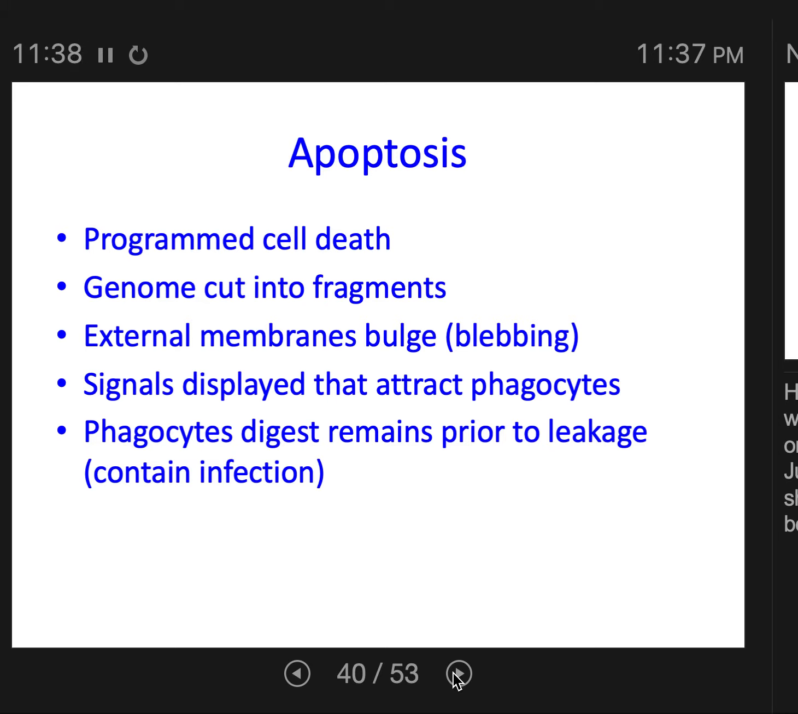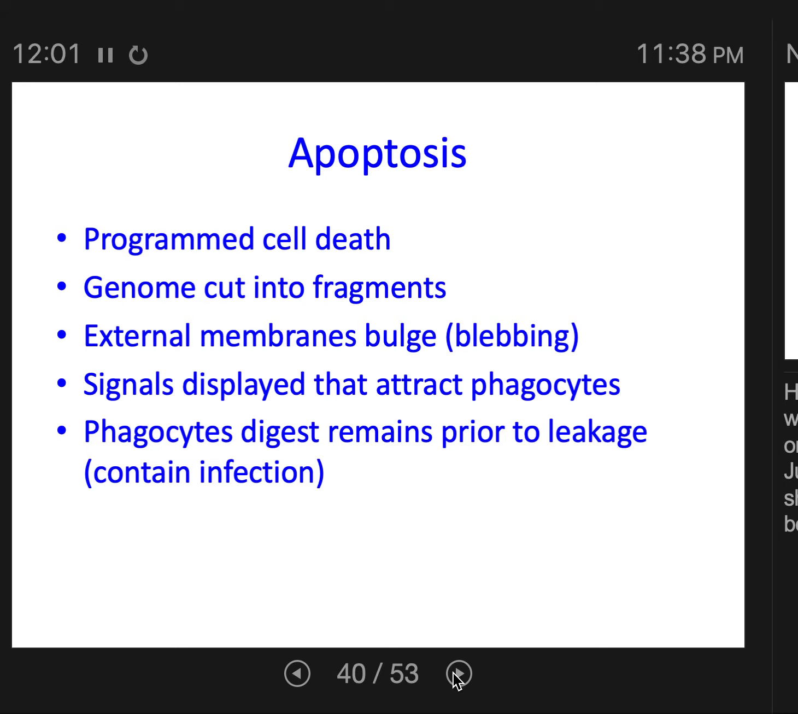So I've mentioned apoptosis a couple times, so I want to talk about what exactly that is. I'm sure you've heard it before. Apoptosis is programmed cell death. Some people call it programmed cell suicide. So what happens during apoptosis is the cell's genome gets cut into fragments, the external membranes start to bulge, we call it blebbing. There are signals displayed that attract phagocytes.